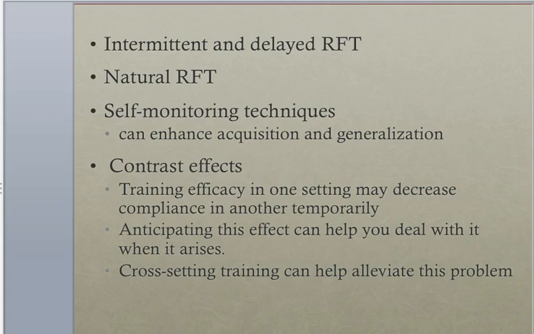So training efficacy in one setting can actually slow down or decrease compliance in another one temporarily. So if you get good control in the laboratory or in the clinic, and then you go into the school setting, while you're working in the school setting, when the client comes back to your office, they're not as compliant. And so you see what looks like a little bit of loss of control over their behavior, but it does usually come back. Anticipating this effect can help you deal with it when it arises so that you know to expect it and you're not caught off guard by it.